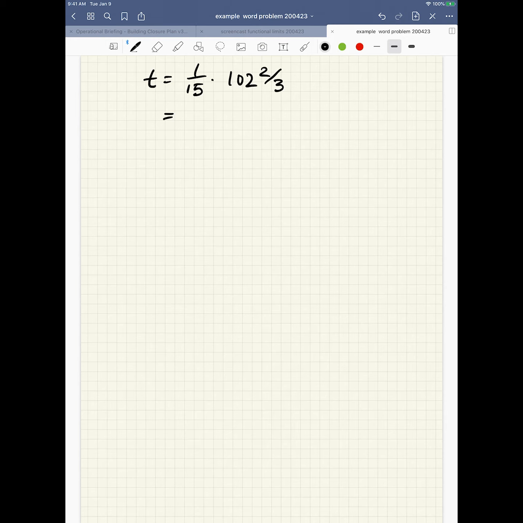102 2/3 is the same as 308 over 3. So my number here is 308 over 45. And you can use a calculator to see that, or do it longhand if you're like me. And we get 6.84 repeating. So we can round that whenever we want to. So remember, this is in seconds. So it takes the car 6.84 seconds to come to a complete stop.